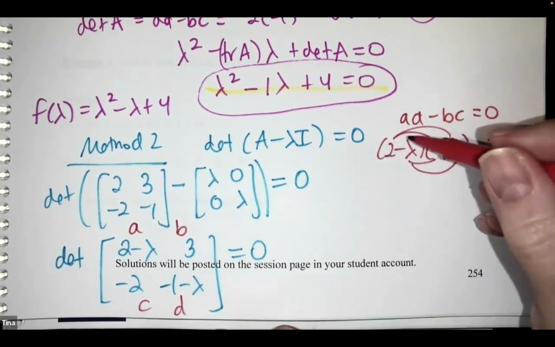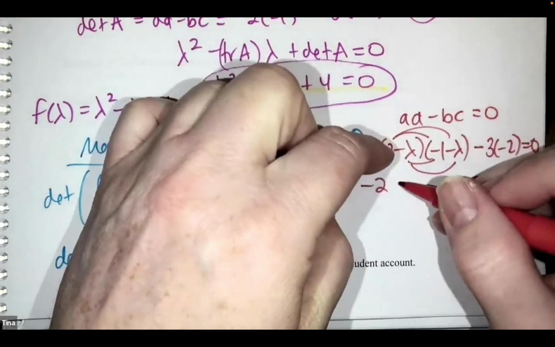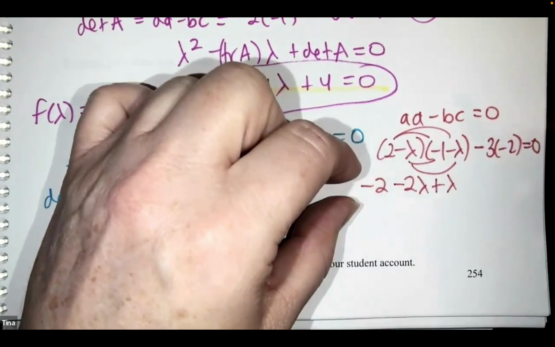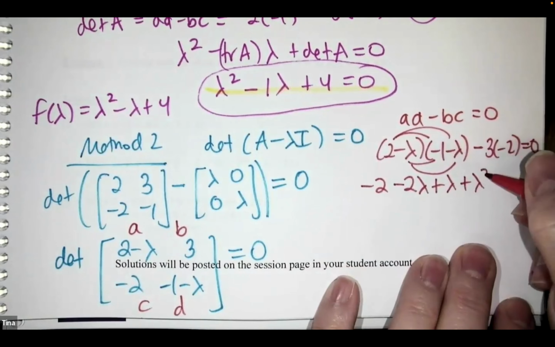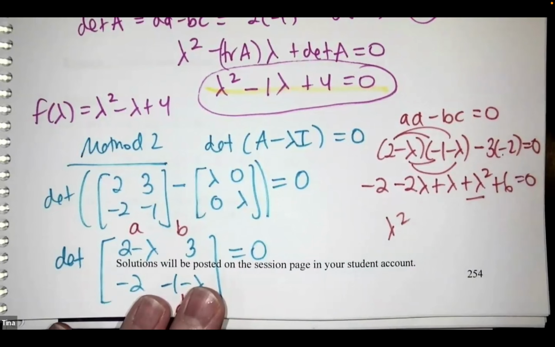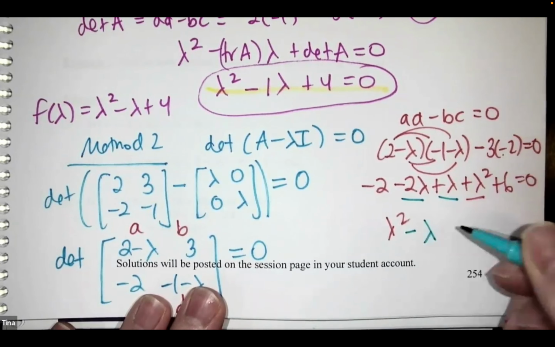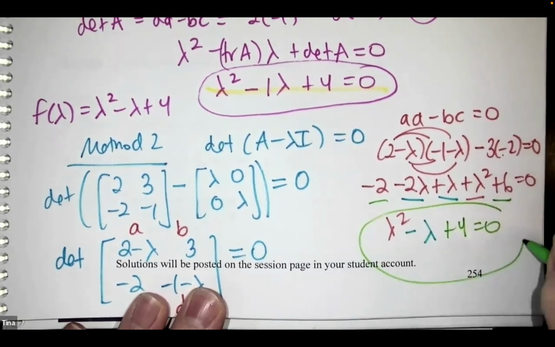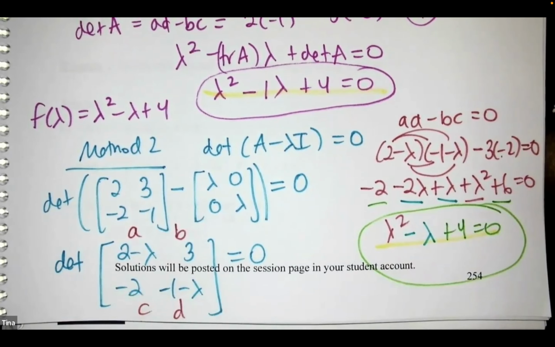Okay, so we've got 2 times negative 1, so negative 2 first. Outside, 2 times negative lambda, negative 2 lambda. Inside, negative times negative, so that's plus lambda. And last, negative lambda times negative lambda is plus lambda squared. This would be plus 6. So we've got lambda squared. Let's see, we've got negative 2 plus 1, so that's minus 1 lambda. And then 6 minus 2, so plus 4. So again, same answer, just a different way to get there, right?